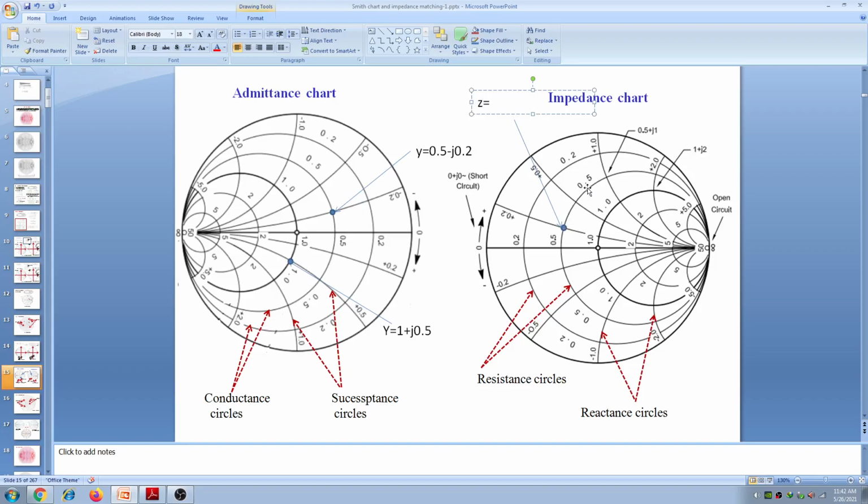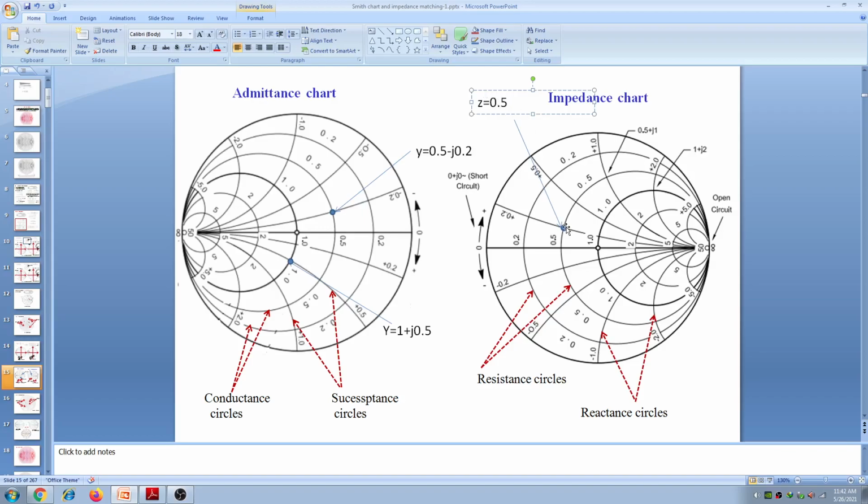See, this is the resistance circle passing through the point. Then what is the value of resistance of this circle? You have to see that, it is 0.5. This is a 0.5 resistance circle. This point may be anywhere over the circle, the resistance value remains the same, that is 0.5. So the resistance value is 0.5.